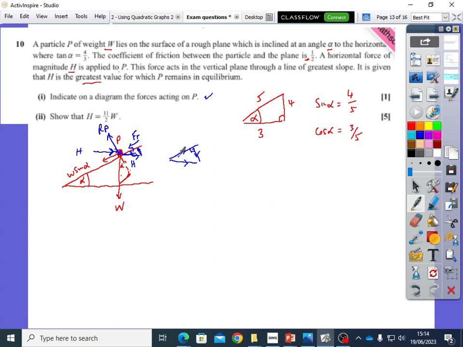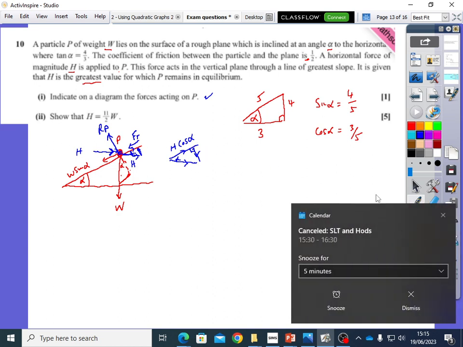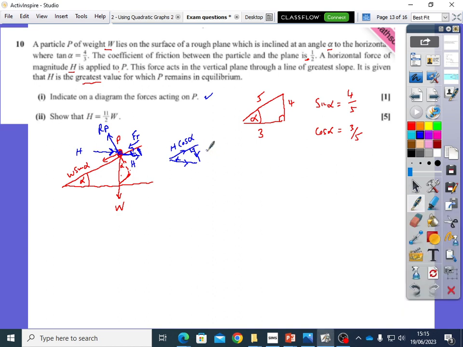So that's alpha. So along here, because that's adjacent, that will be H cos alpha along up here, and down here will be H sine alpha. Right, good. So that's going to be going up that way, and that is going down that way.